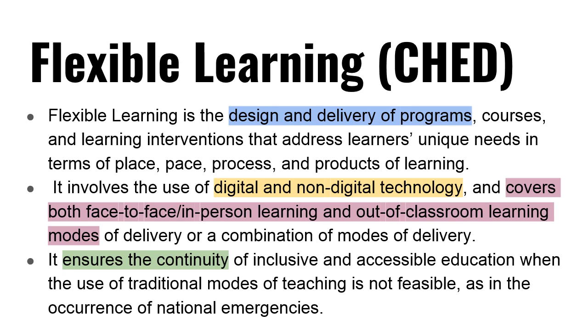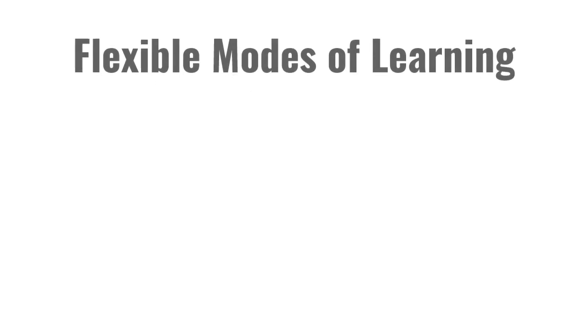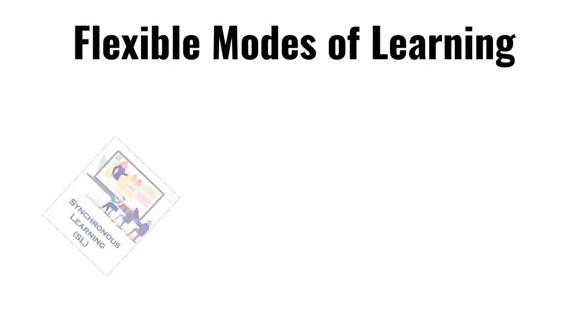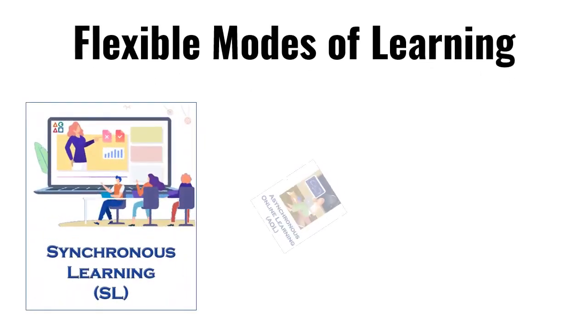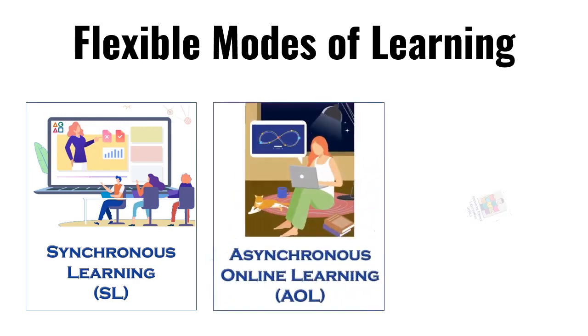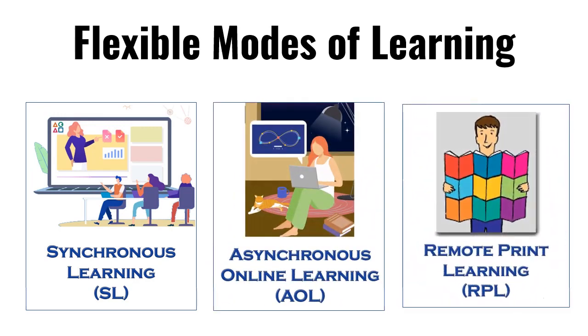It ensures the continuity of inclusive and accessible education when the use of traditional modes of teaching is not feasible, as in the occurrence of national emergencies. Flexible modes of learning: synchronous learning or SL, asynchronous online learning or AOL, remote print learning or RPL.